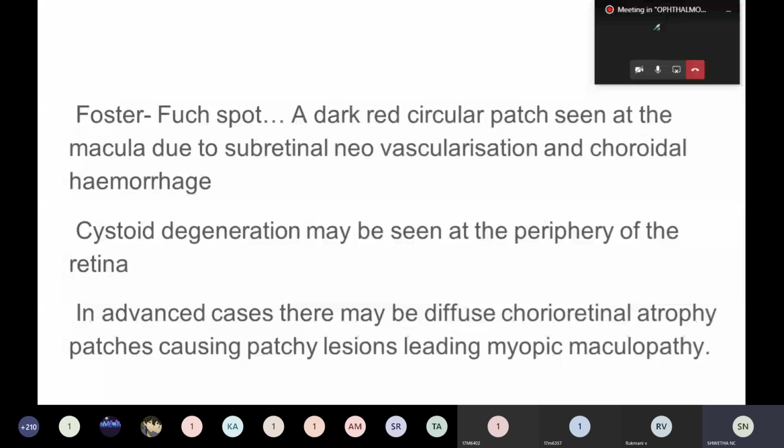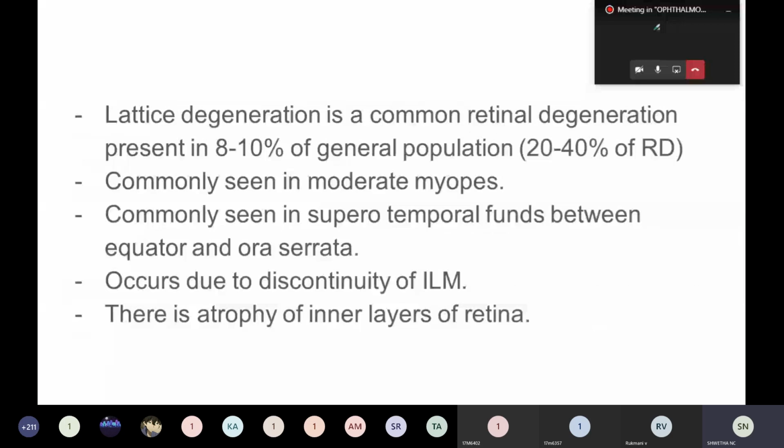There may be a lattice degeneration, which is again a common retinal degeneration you see. In patients with myopia, 8 to 10% of the general population will have lattice degeneration. Among people with pathological myopia, 8 to 10% will have this lattice degeneration, which is a main cause for retinal detachment. About 20 to 40% of the people will develop retinal detachment. Very common in moderate to high myopes.